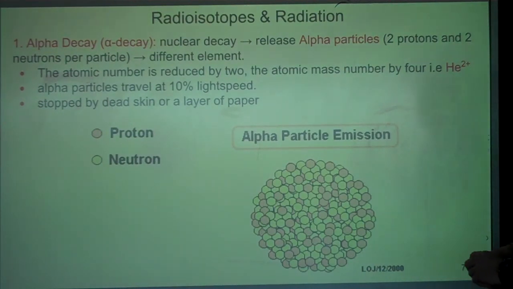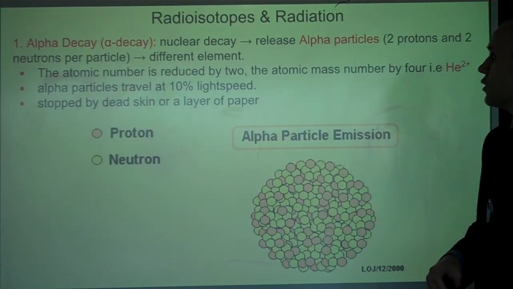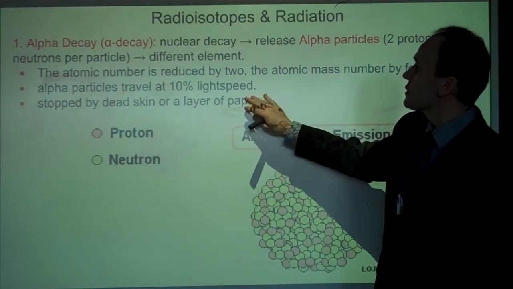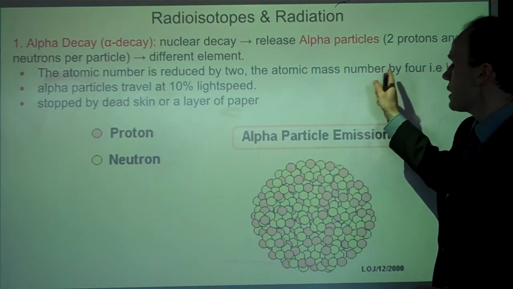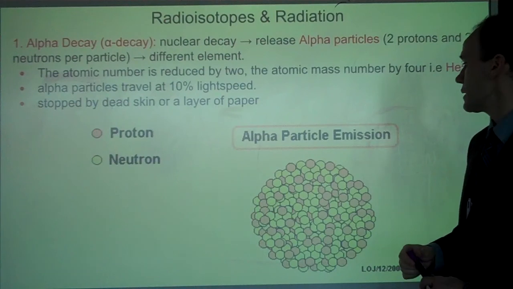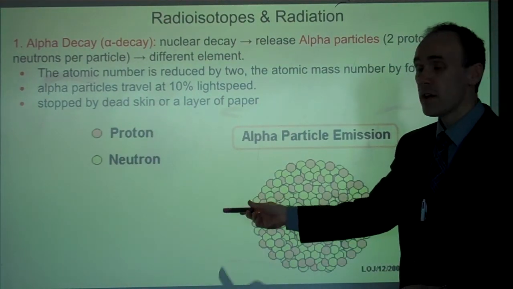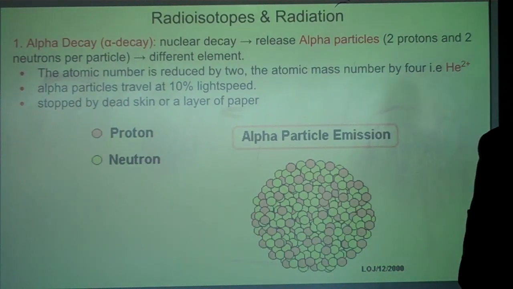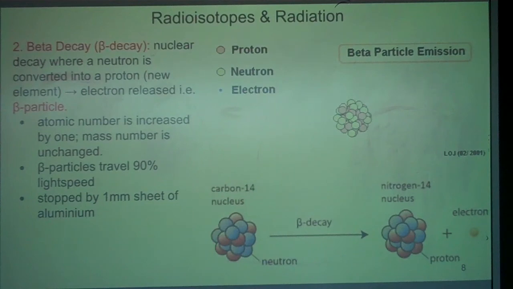Alpha radiation, where you're emitting effectively a helium particle. So you need to know speeds, how far they go through, and that atomic number and mass number are reduced in this case. So you'll see here a little helium will zip out, no electrons on it, just protons and neutrons. Okay, moving quite slow, doesn't go very far.